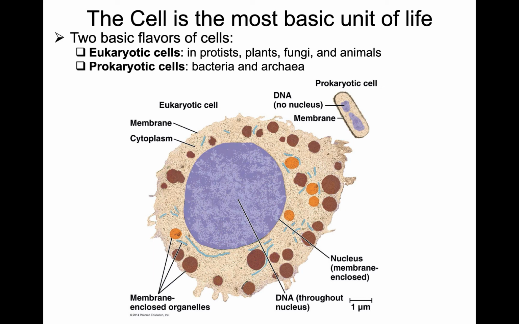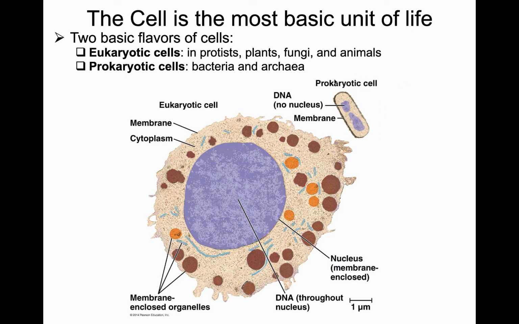But for now, what you need to know is that there are two flavors of cells. There are eukaryotic cells, and those are the cells that you will see in protists and plants and fungi and animals. And those are the cells like this right here. Those are the cells that have your membrane-bound organelles like a nucleus and like the endoplasmic reticulum and various other organelles, mitochondria, chloroplasts.